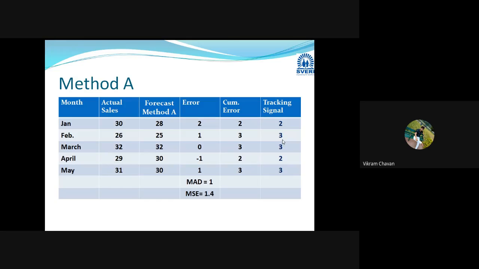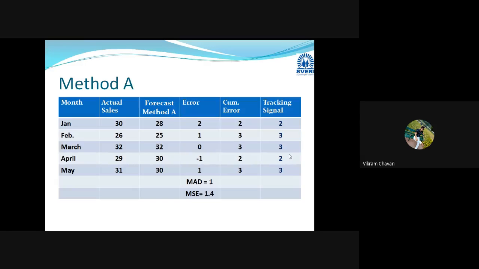Everybody getting these values, please mention in the chat box whether everybody understood how to calculate the MAD, the mean square error, then the tracking signals, cumulative error and error. Is there any question, any problem for the calculation? If you have any doubt, please ask. Everybody with me? Have you calculated? Everybody getting the same values for the tracking signal?